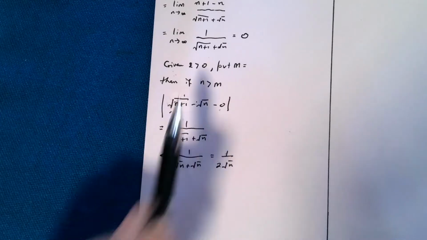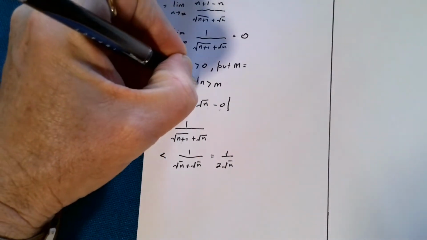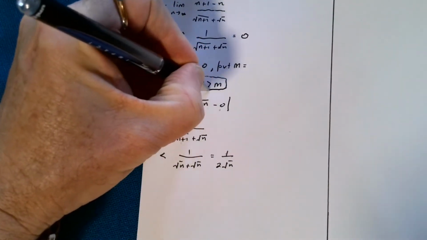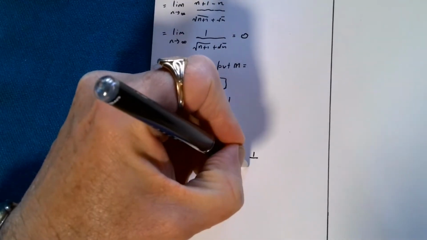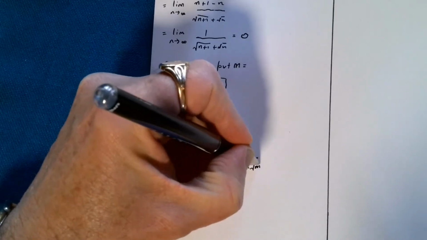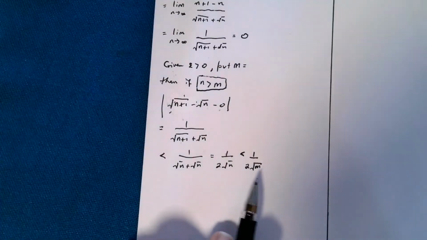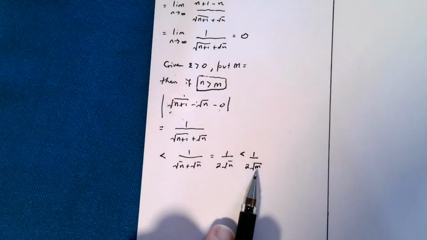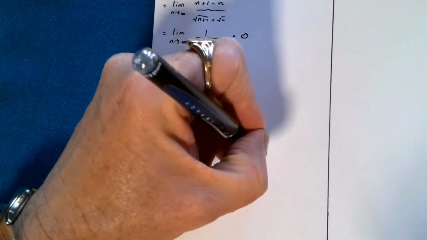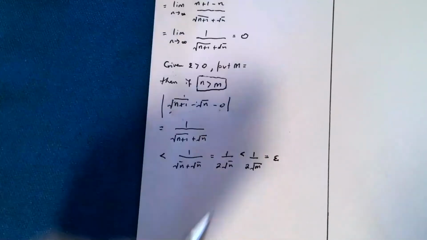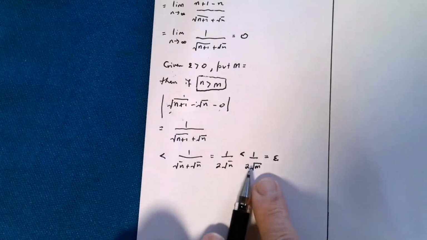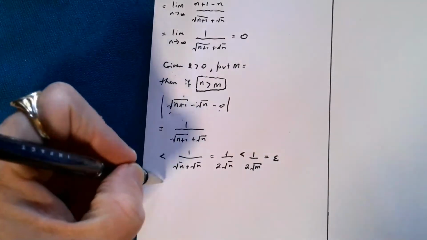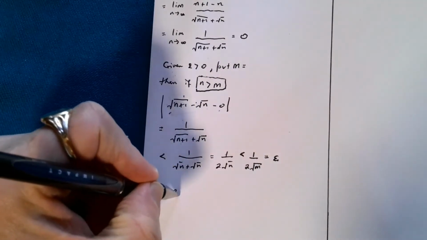And now, once I've got it down to something simple, I always go back and use the fact that n is bigger than M. So this is less than 1 over 2 root M. So I get everything now in terms of M. I haven't told you what M is yet. And now I simply make this equal to epsilon. And all I've got to do now is fill in the gap up here and tell you what that is going to be. So as a little side calculation, I'll turn both sides upside down.